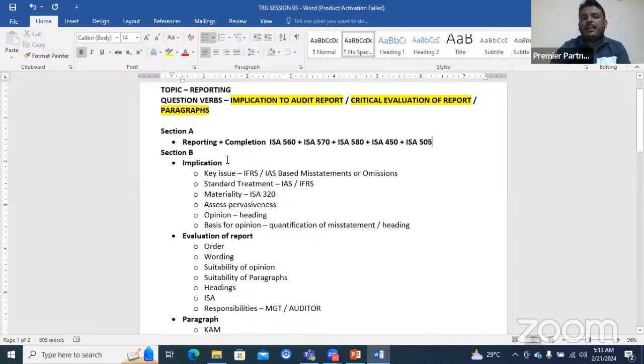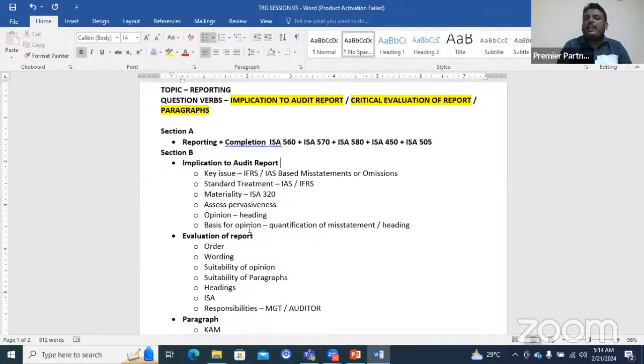Section B, I told you there are 3 types of question. Implication to audit report. What is implication to audit report? Implication to audit report means, students, a confirmed misstatement or possible misstatement can be given in the case study. A confirmed issue, confirmed misstatement, or possible misstatement can be provided in your case study.